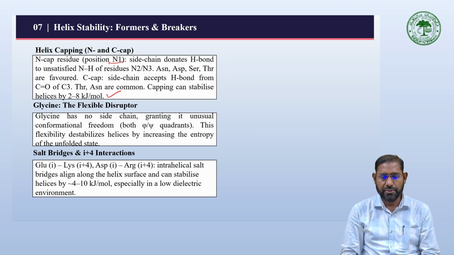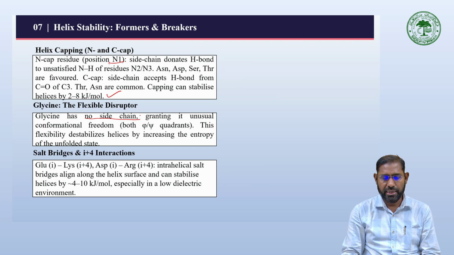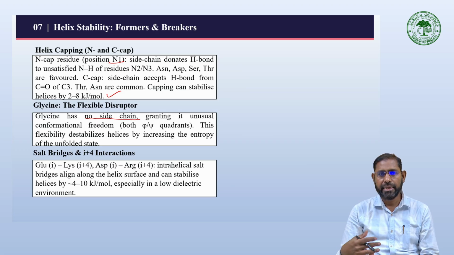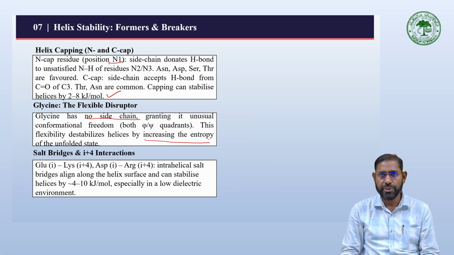Glycine is a flexible disruptor, meaning it weakens the alpha helix. Why? Glycine has no side chain, as we all know, and because of that it has unusual conformational freedom of phi and psi angles. This flexibility destabilizes the helix by increasing the entropy of the unfolded state. If glycine is there, it increases the entropy because of the unfolded state.